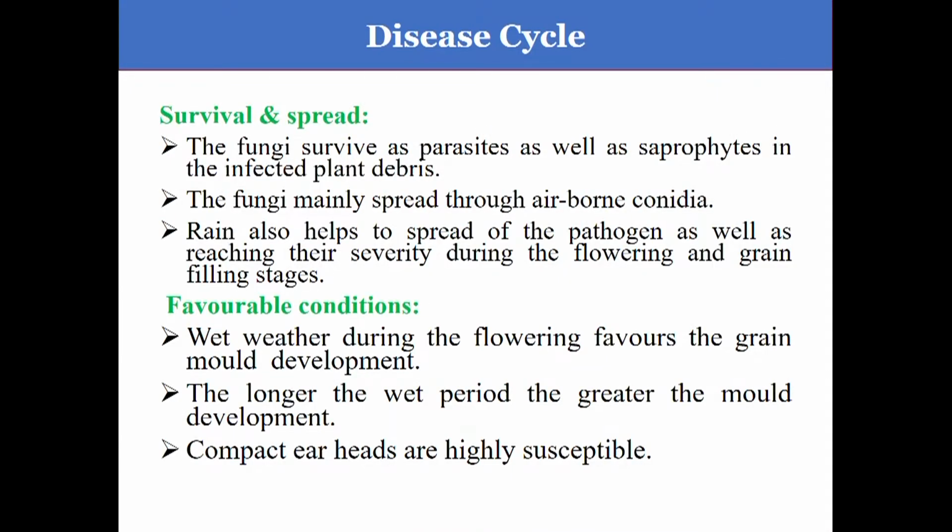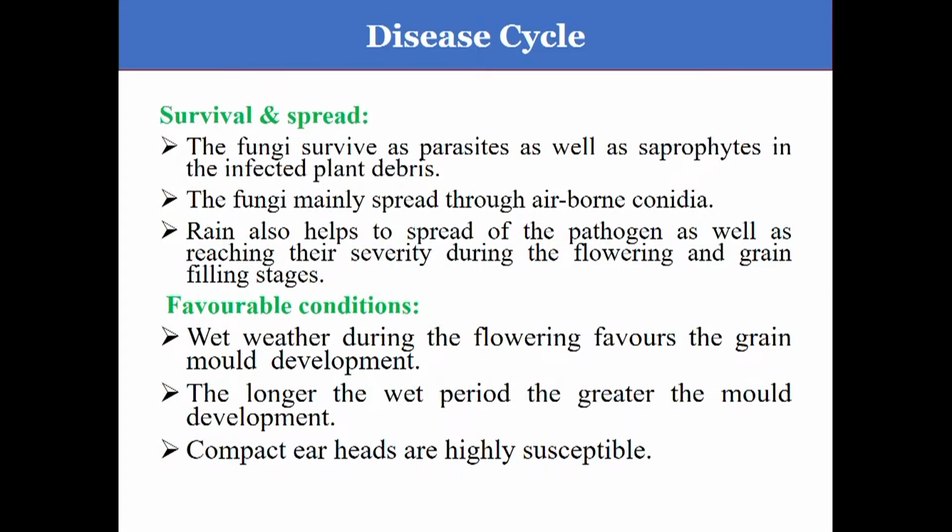Now about the disease cycle, that is, the survival of the pathogens. The fungi survive as parasites as well as saprophytes in the infected plant debris. That means if the previous year's plant debris is affected, the pathogens survive in parasitic as well as saprophytic conditions. That's why it is very challenging to manage this kind of disease, because the pathogens survive in a dual mode, parasitic as well as saprophytic in nature.